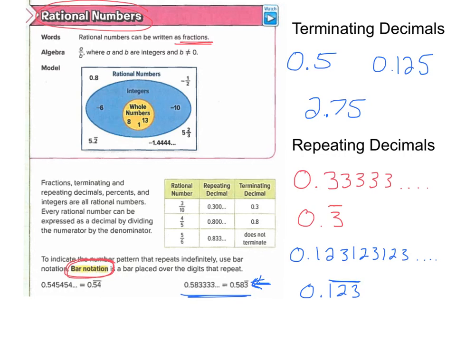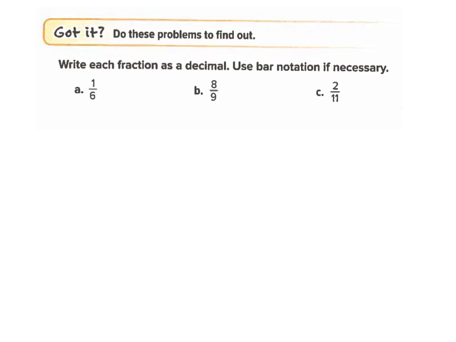Last little piece you might want to circle or highlight in your notes. A rational number can be turned into a decimal by dividing the numerator by the denominator. Basically, you take your fraction and turn it into a division problem, and that's how we turn it into a decimal. So let's take a look at a couple. Here I want to do 1/6. So I take my numerator on the inside and divide by my denominator.